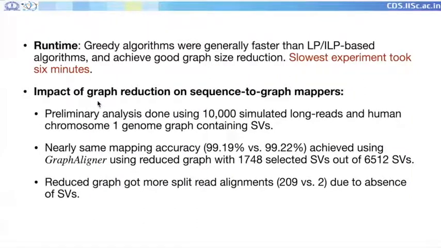We did a preliminary analysis to also check how the graph reduction impacts sequence to graph mappers. So this was a very preliminary analysis done using simulated long reads and human chromosome 1 genome graph containing SVs. In this case, we observed that the same mapping accuracy was achieved using a complete graph as well as a reduced graph using the GraphAligner method. Although we also made an interesting observation that in the reduced graph, which contained fewer SVs, we observed more split read alignments. So in this case, 209 versus 2, due to absence of SVs in the graph, which is what we would expect.